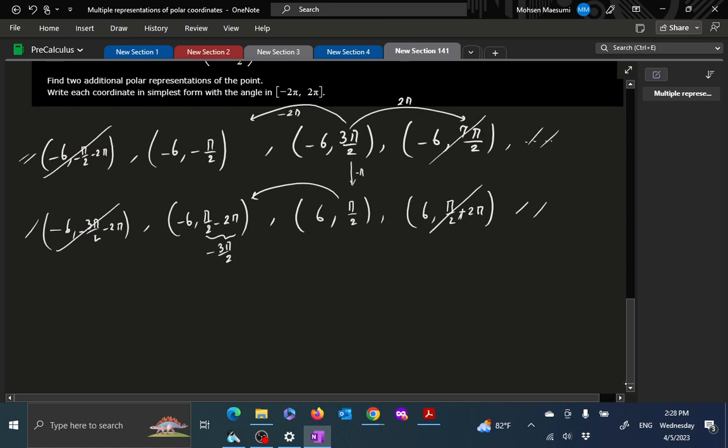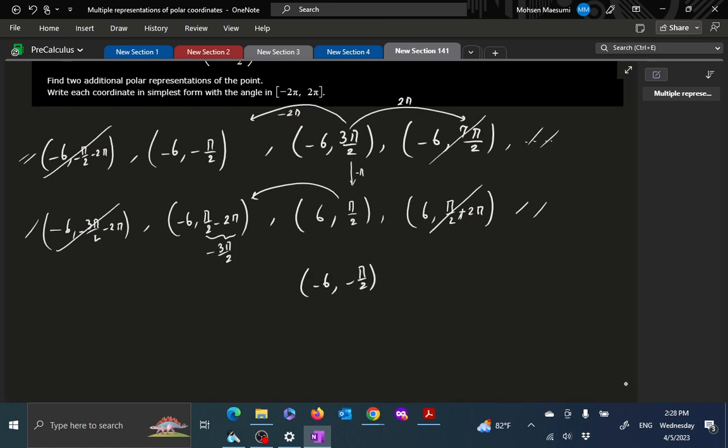So what is left at the end is minus 6 and minus pi over 2, minus 6 and 3 pi over 2, this was plus 6, sorry. Correction, these are all plus 6s. Plus 6 and minus 3 pi over 2, and plus 6 and pi over 2.